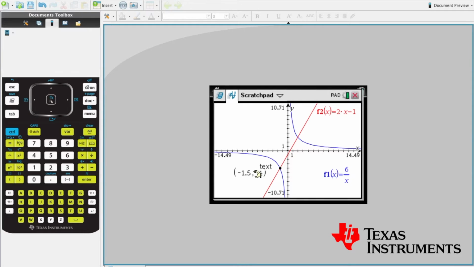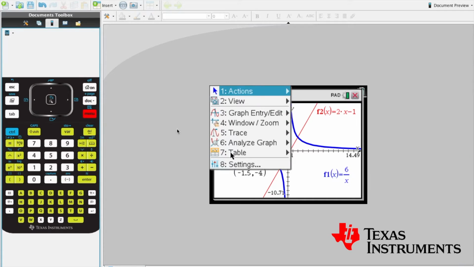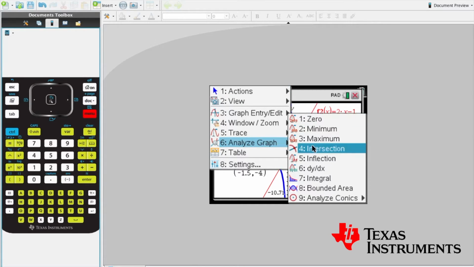I'm gonna go ahead and move that over here. We end up with -3/2 and -4 for that first point. So that confirms that by the graph. And then to find the second intersection, once again, go to menu, analyze graph, go to intersection.